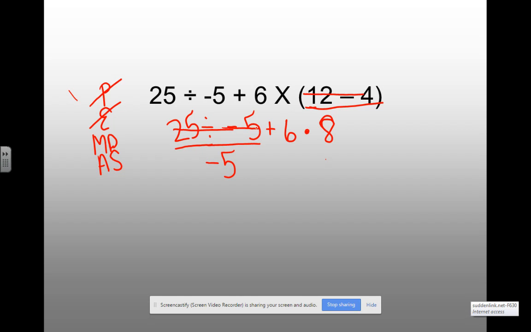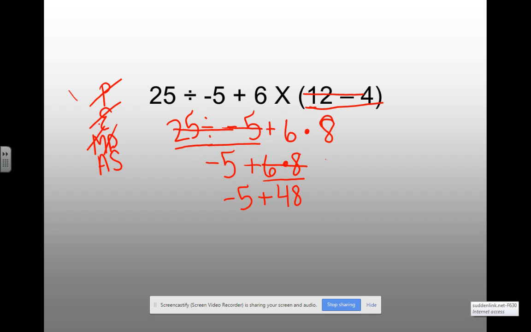Mark that whole part out. Bring everything else down. Now, some of you may be saying, okay, yay, I did my division, I'm done. But I still have a multiplication that I have to take care of. 6 times 8 is 48. Mark that out. Bring everything else down.